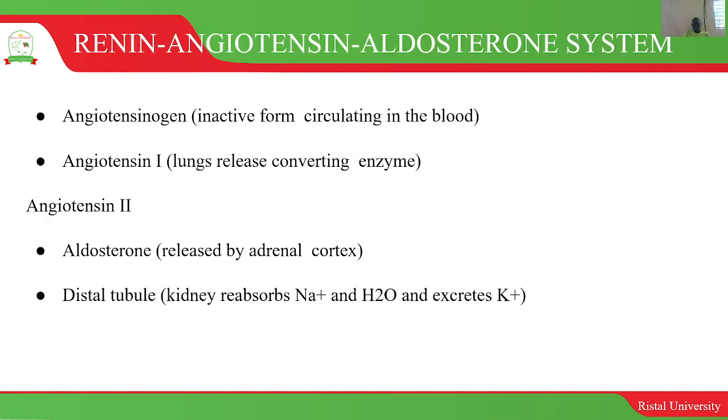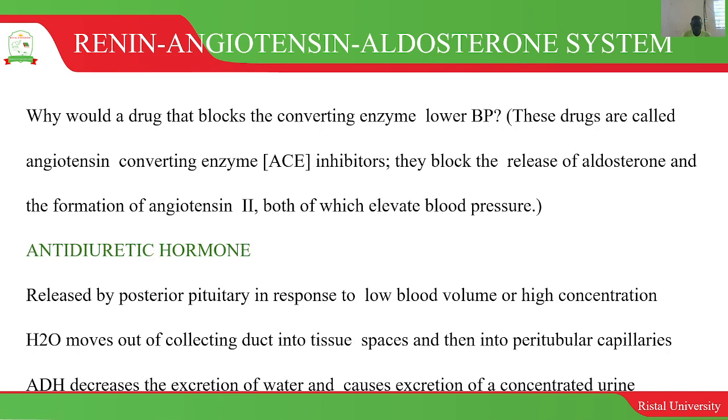Angiotensinogen is the inactive form circulating in the blood. I already mentioned this. Angiotensin 1 is released by the lungs. Angiotensin 2 stimulates aldosterone released by the adrenal cortex, and then the distal tubule of the kidney reabsorbs water and sodium, and excretes potassium.